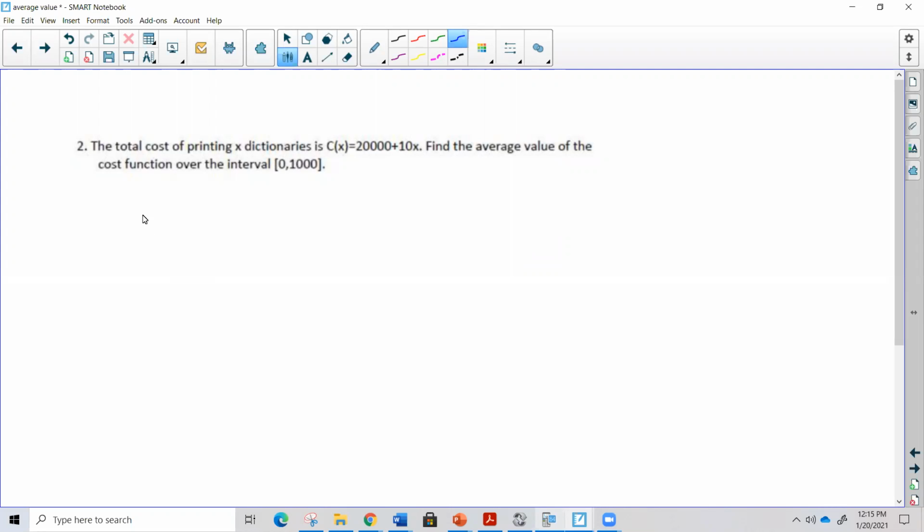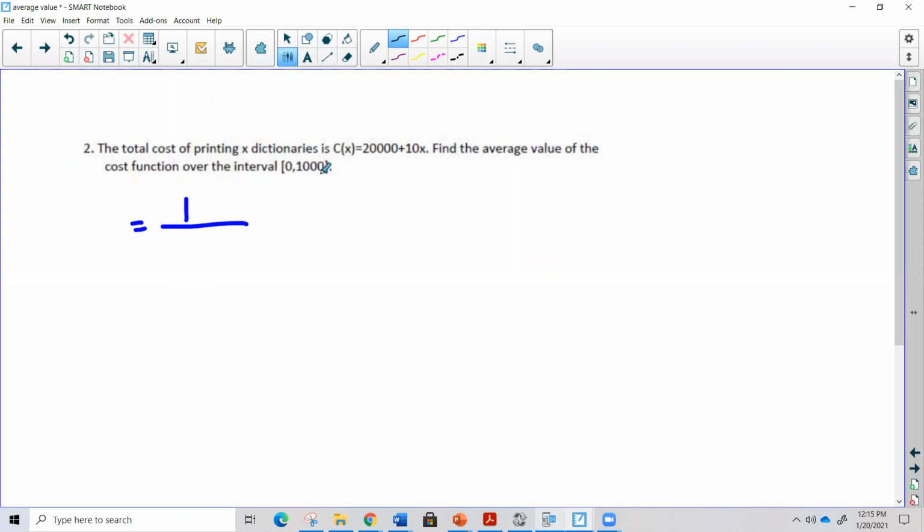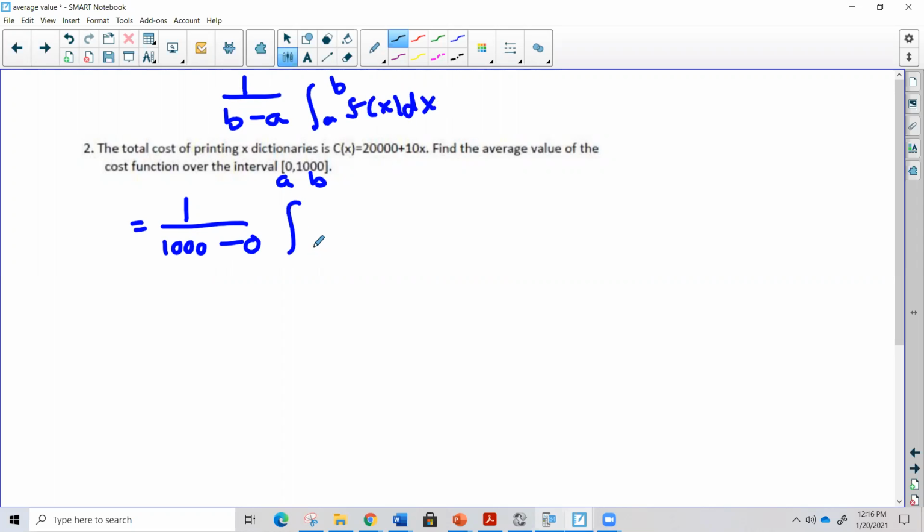Okay, so it says average value. I'm going to use that formula we talked about. So it's 1 over B minus A, so it's 1,000 minus 0. Let me write the formula again, just in case. In this case, I'm going to use C of X instead of F of X. And then it would be the integral from 0 to 1,000 of 20,000 plus 10x dx.